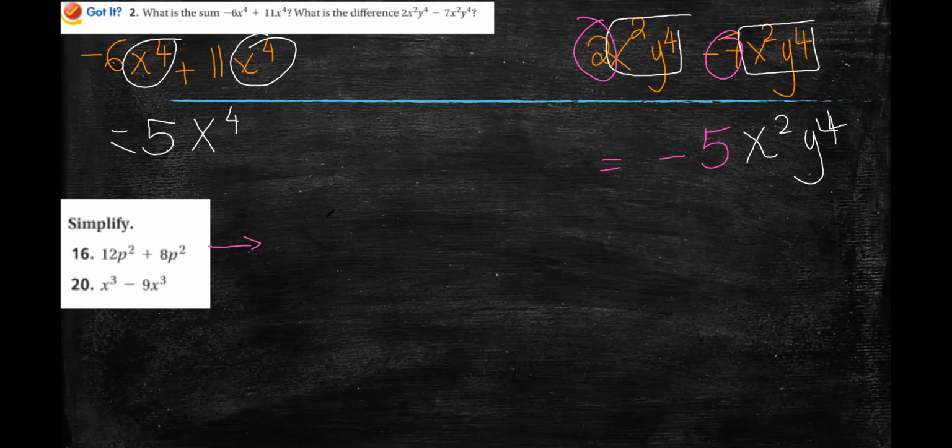Yes, Ranim. 12p squared plus 8p squared. Okay, so first we should multiply 12 times 8. Which one, multiply or add? Add. But teacher, here you are saying to multiply. Okay, nothing. 12 plus 8, which equals 20. 20p squared. Thank you. p squared.